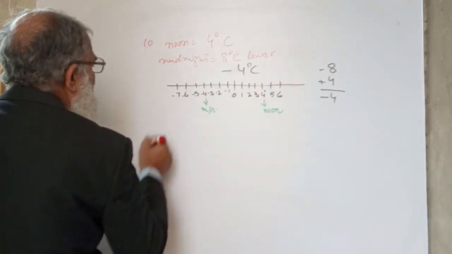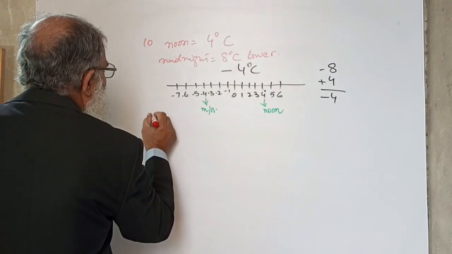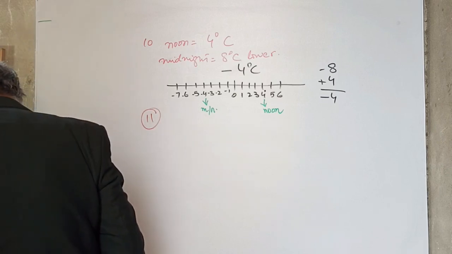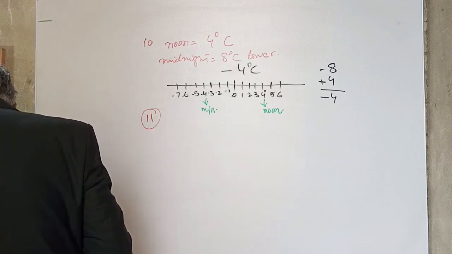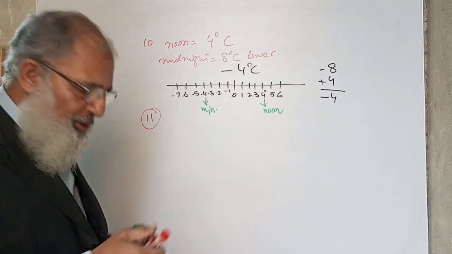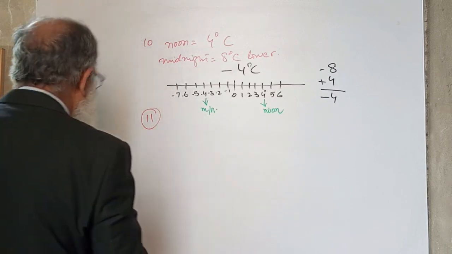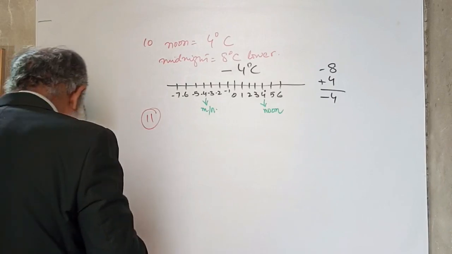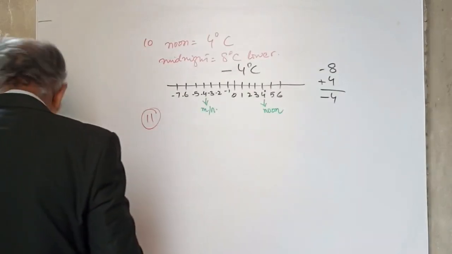Question number 11. Some questions with BODMAS rules. Simplify, we have to simplify, and these are very simple questions.